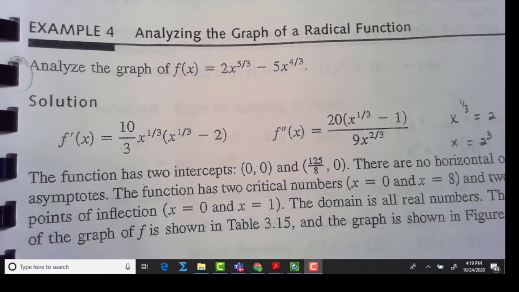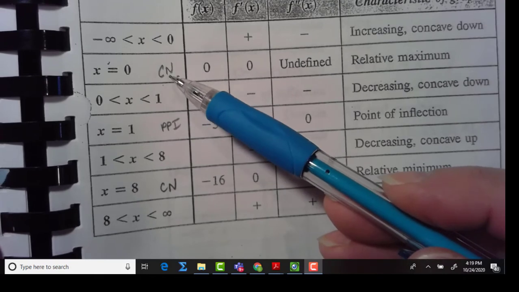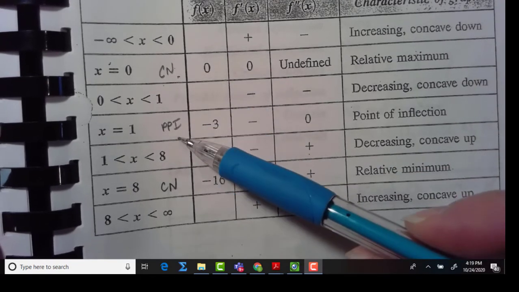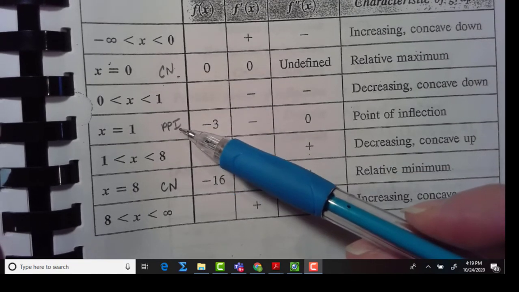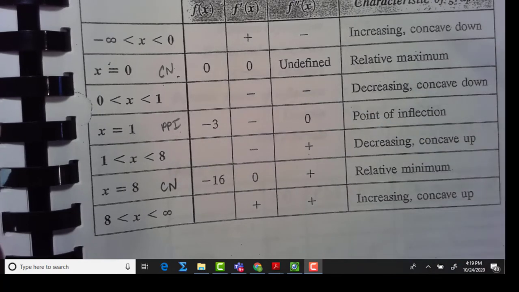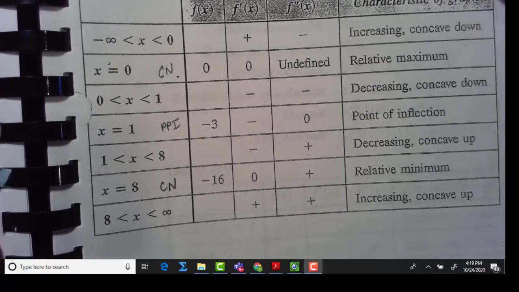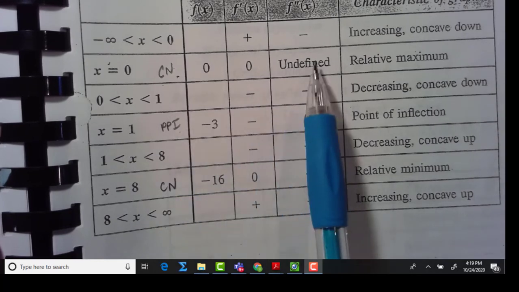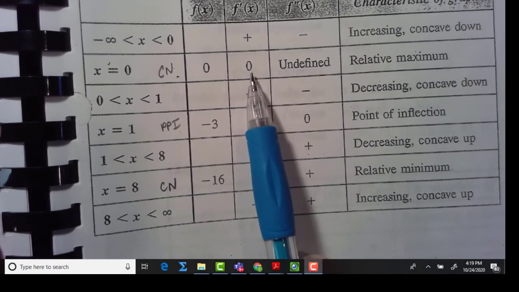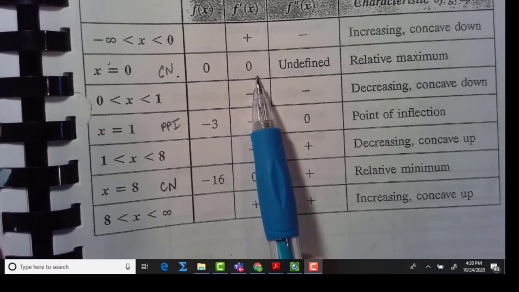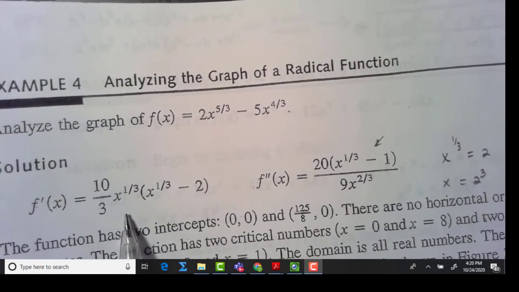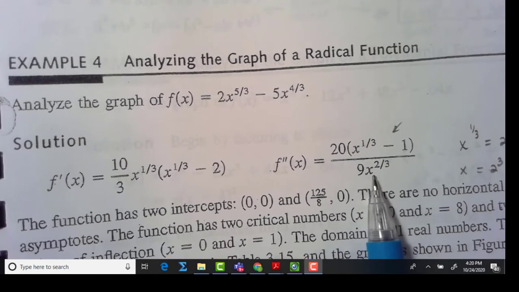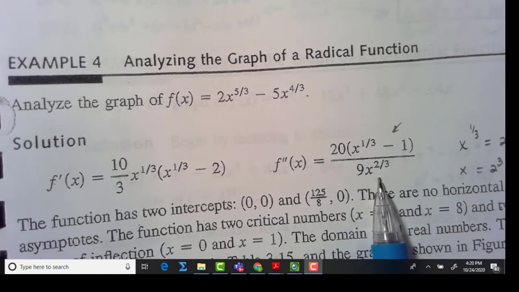So 8. So critical numbers when x is 0 and when x is 8. Possible point of inflection when x is 1. Do the test. Look at what the comments are that it says. What is very interesting about this is the second derivative is undefined while the first derivative is defined. The first derivative is defined everywhere, but the second derivative, when x is 0, the second derivative is undefined.